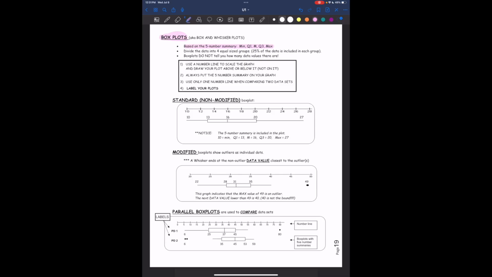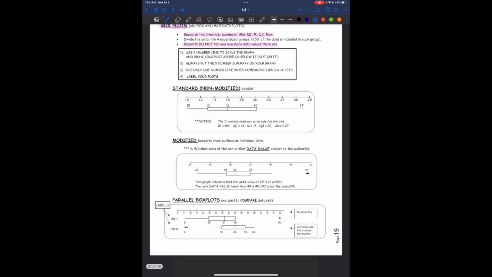It helps you to see how spread out the data is. It's giving you equal sized groups. The only downside is you can't ever tell how many data values you have. You can just kind of look at what's going on. So looking at this first data plot, I also like using the modified ones more. Those are the ones where you can see the outliers, which is nice, I think, and you can make them on your calculator pretty easily.